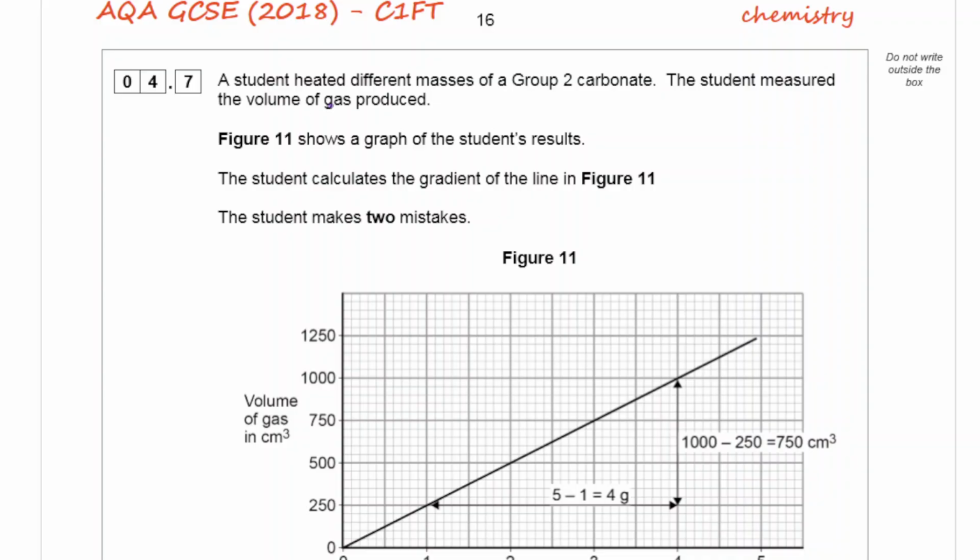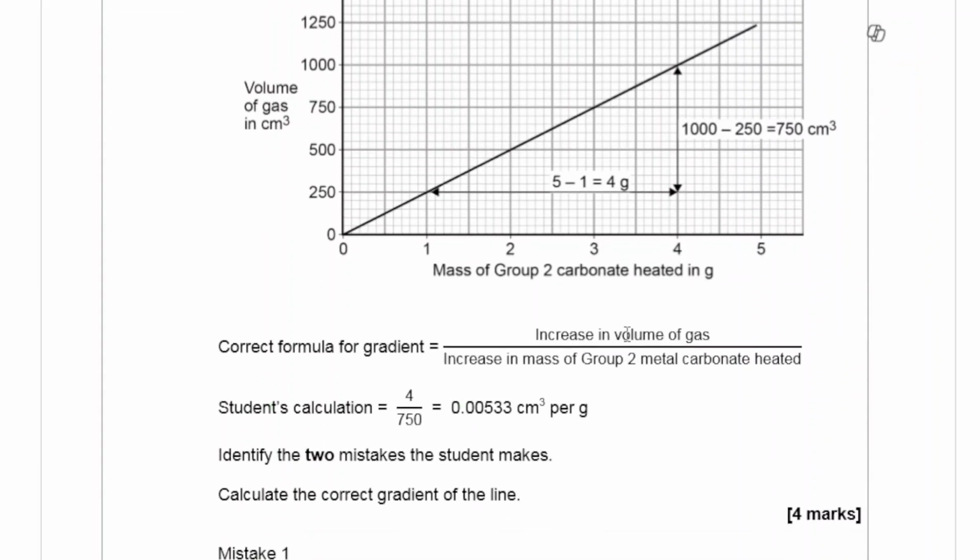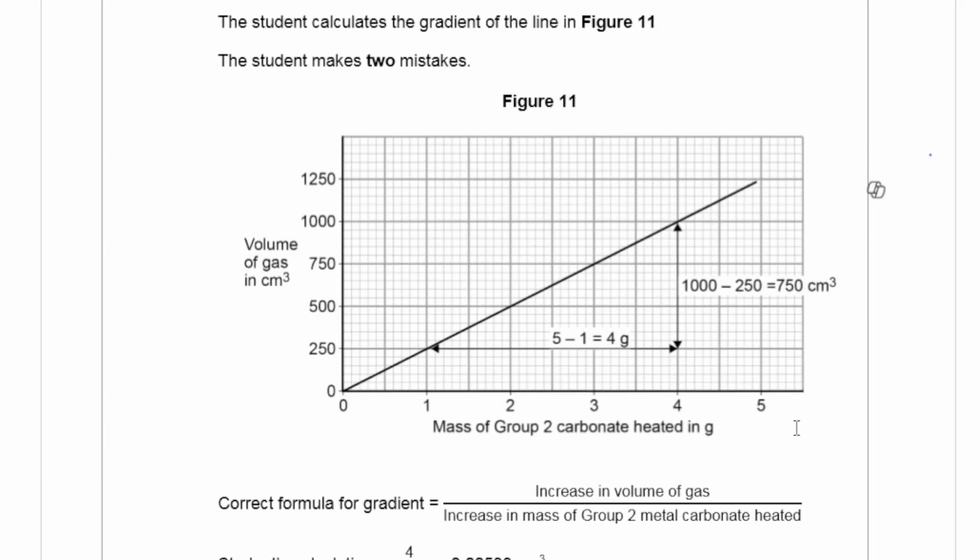A student heated different masses of a group 2 carbonate. The student measured the volume of gas produced. Figure 11 shows the graph of the student's results. The student calculated the gradient of the line in figure 11. The student made 2 mistakes. So what are the mistakes? Volume of gas and the mass of carbonate.